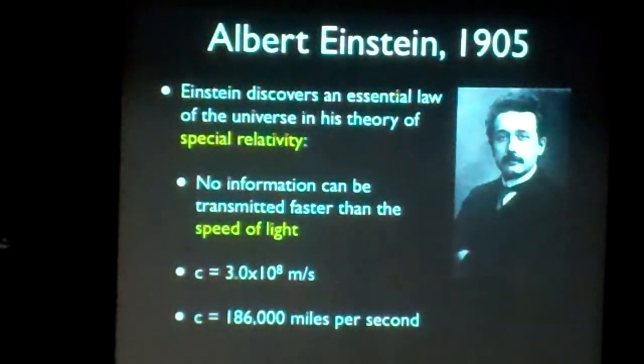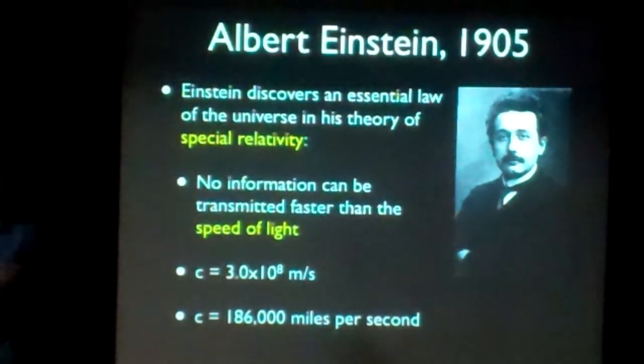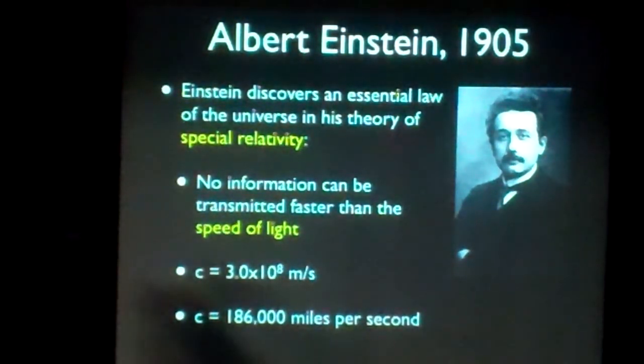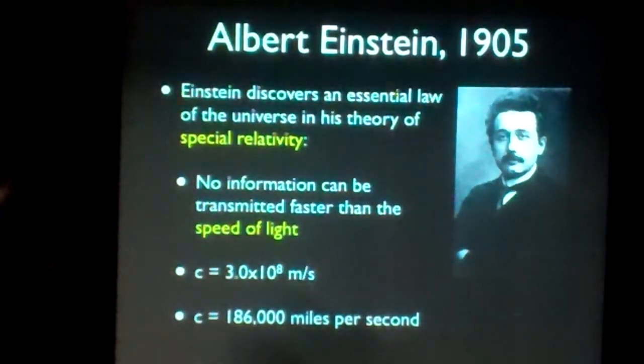So here he is as a relatively young man in 1905. And that's when he discovered this essential law of the universe in his theory of special relativity in 1905, that no information can travel faster than the speed of light. So the speed of light sets the ultimate speed limit in the universe, and we know it as c, 3.0 times 10 to the 8 meters per second, which we can also relate to 186,000 miles per second. So that's how fast light travels, and he said that's the fastest speed there is in the universe.